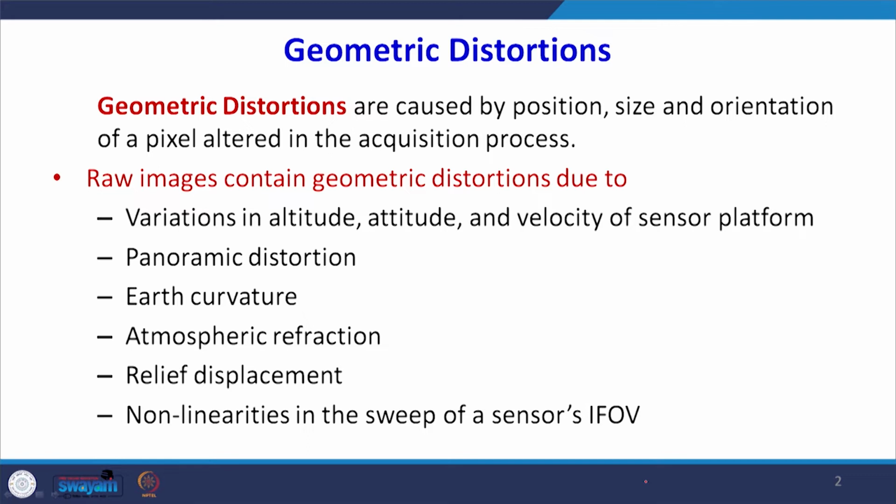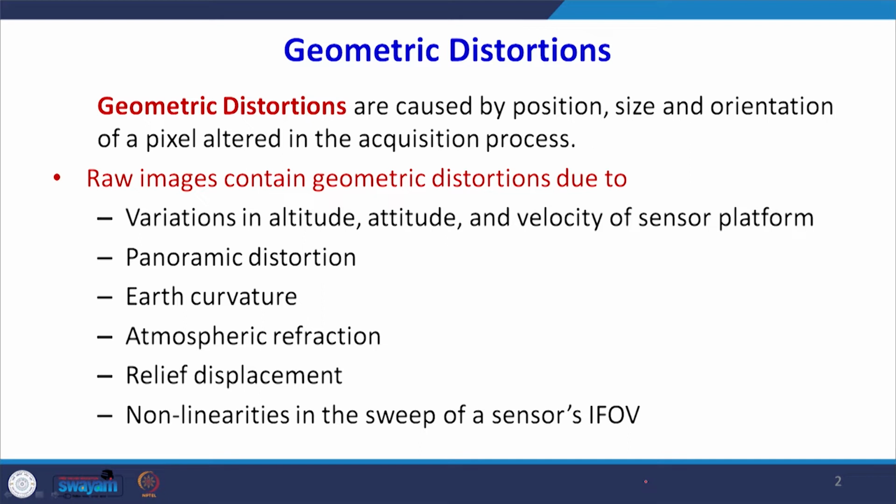It could be variation in the altitude, attitude and the velocity of the sensor platform, so roll, pitch and yaw of the sensor platform that is taking these images. Then there is panoramic distortion. When you are taking a panoramic view of a large area, there are distortions due to the curvature of the earth. As we told you, the earth is a three-dimensional surface with curvature, ups and downs. So due to the curvature, if the area covered is large, then also we have atmospheric refraction.